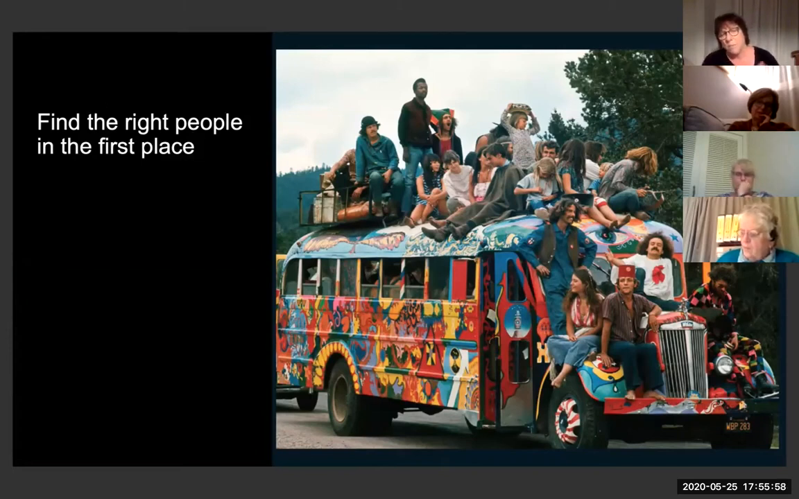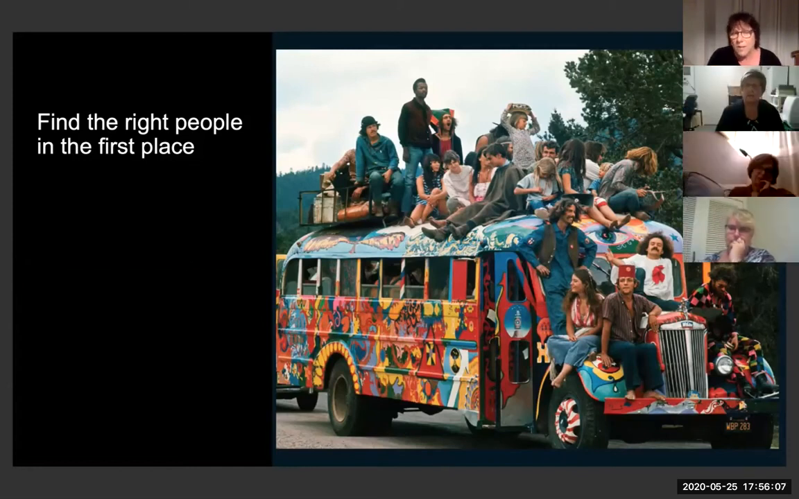Some of you have been on boards where there's been quite a bit of conflict. Sometimes it comes down to a bit of values misalignment, yeah? And it's quite easy to work that out. So find the right people in the first place.